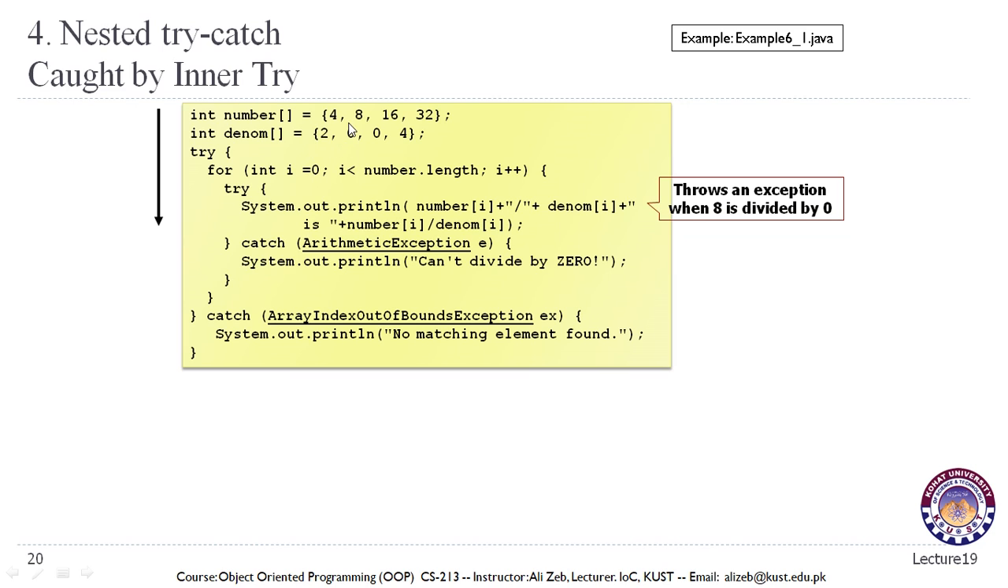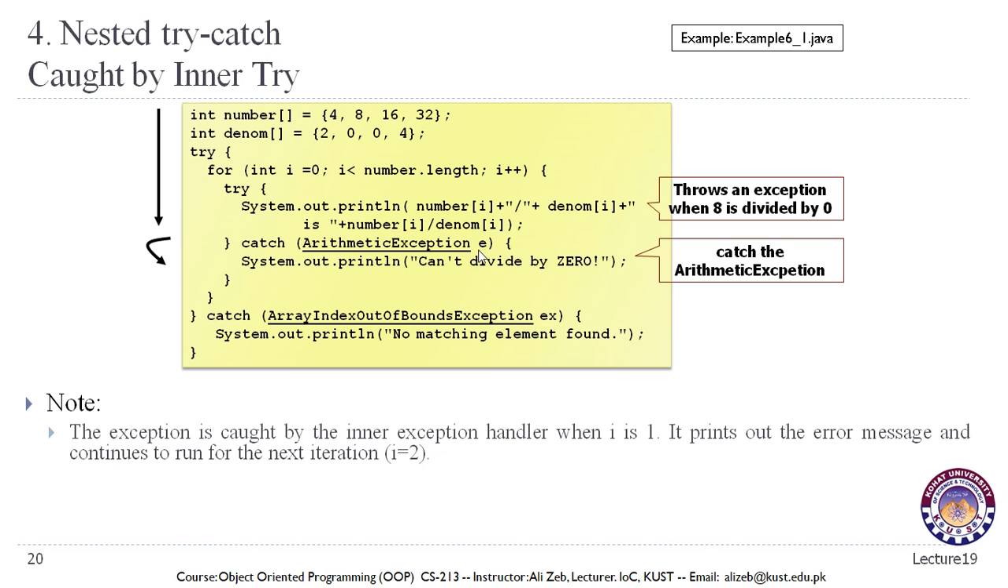and the index I is equal to 1, at position 1 the 8 is divided by 0 in the denom array. So this is an exception that should be handled by this inner try catch block. Can't divide by 0. At this point an exception should be thrown when 8 is divided by 0, and the program will continue to the next iteration. The points to note here are: the exception is caught by the inner exception handler when I is 1. It prints out the error message and continues to run for the next iteration.